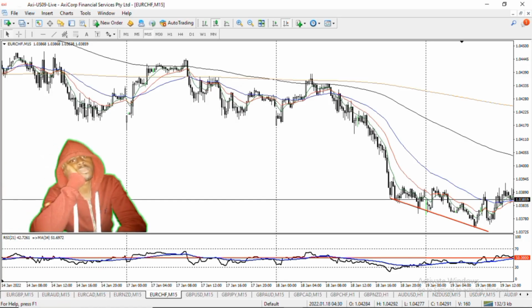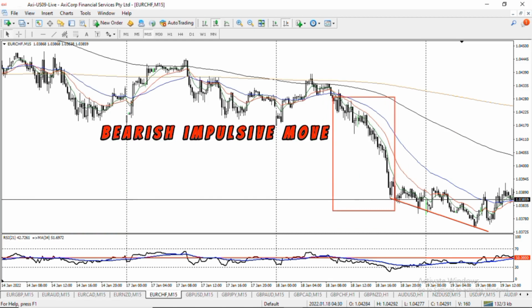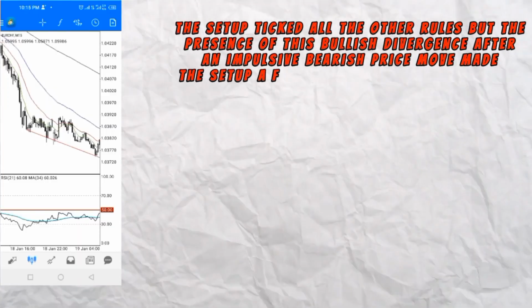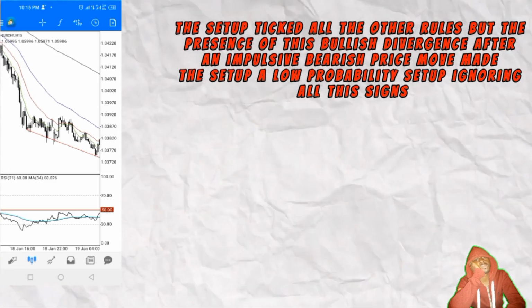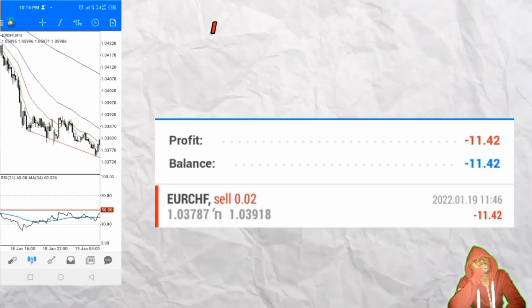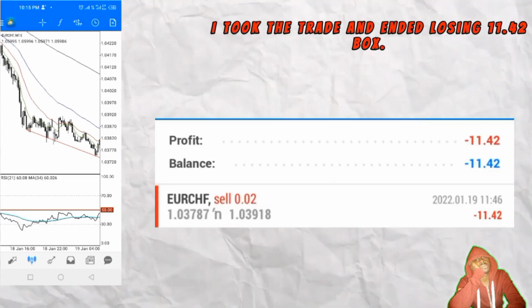On this trade setup, I allowed my confidence to get the best of me with 3 winning trades in a row and 1 minimal loss. I really thought nothing could go wrong, breaking one of my unwritten rules, which is after a large impulsive move, either bullish or bearish, followed by a divergence, in this case a bullish divergence. Via my findings from backtesting, markets are choppy most of the time when this pattern occurs. The setup ticked all the other rules, but the presence of the bullish divergence after an impulsive bearish price move made the setup a low probability setup. Ignoring all the signs, I took the trade and ended up losing 1142 bucks.